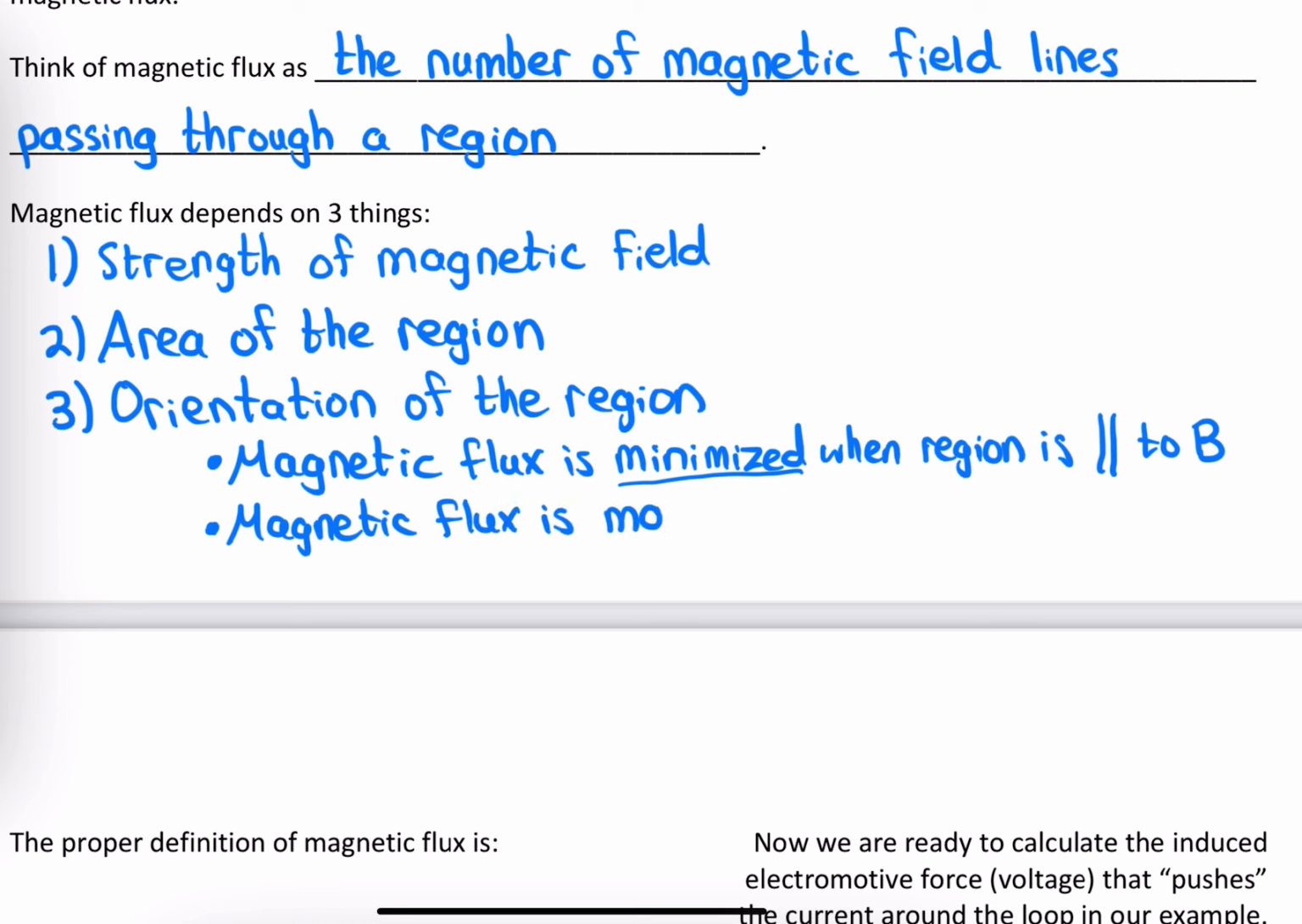So that would maximize the flux when the loop is perpendicular to the magnetic field.